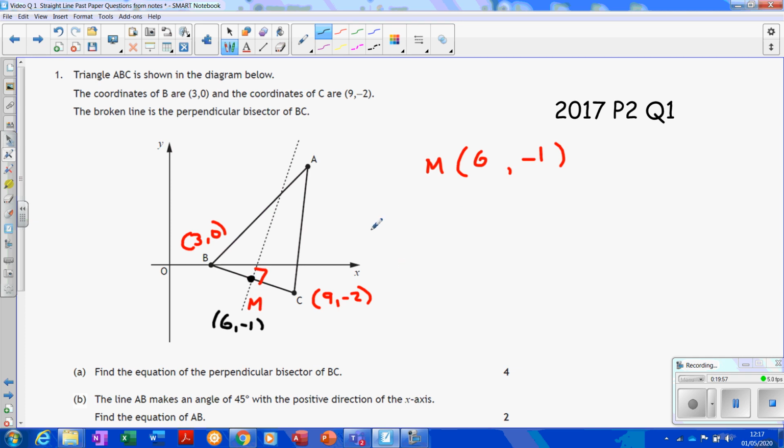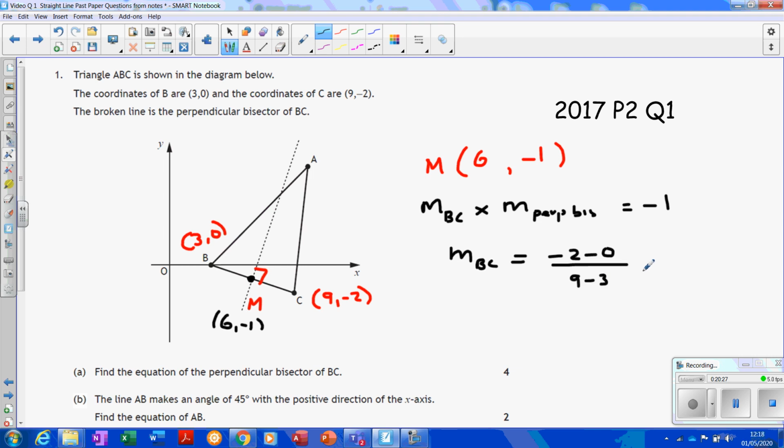I can't get the gradient yet, I still don't have enough information, so I'll make my statement. The gradient of BC multiplied by the gradient of the perpendicular bisector is equal to -1. So if I work out the gradient of BC, I can flip it and change the sign to get the gradient that I require. So for the gradient of BC, I'll take these two, with this as the second point: -2 minus 0 divided by 9 minus 3, which is -2 divided by 6, always cancel down, is -1/3.